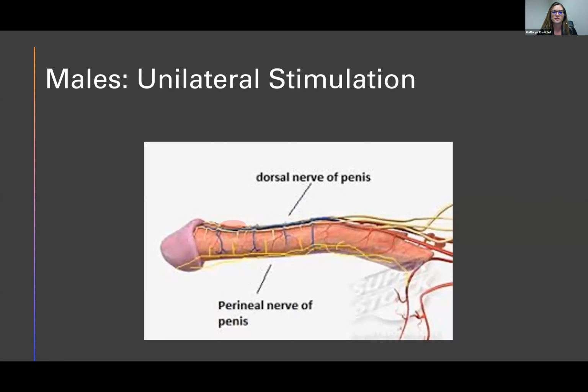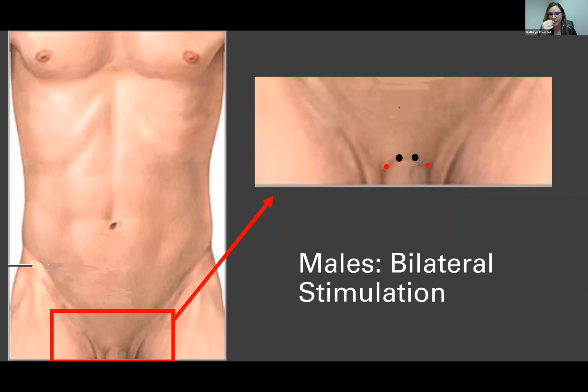So for unilateral stimulation, you just place your cathode and anode there on the dorsum for the dorsal nerve. And then for the bilateral stimulation, you can place the needles at the top with the anodes on the outside of your cathodes.